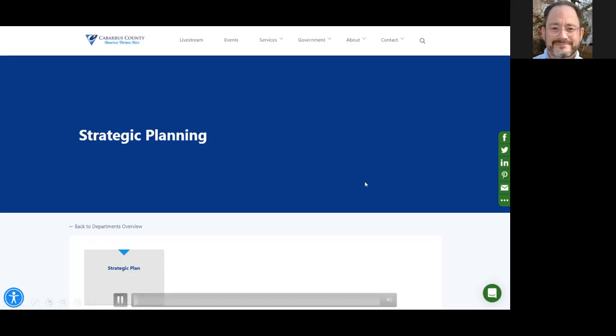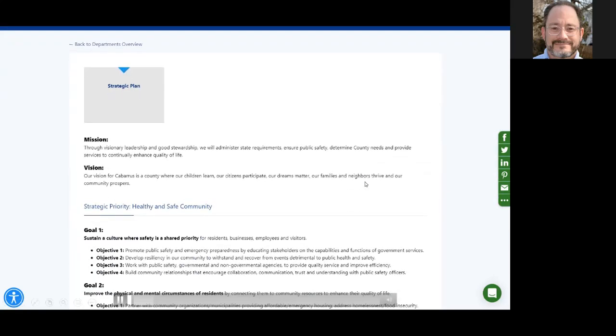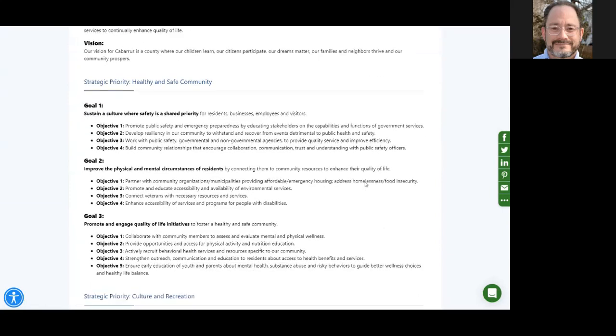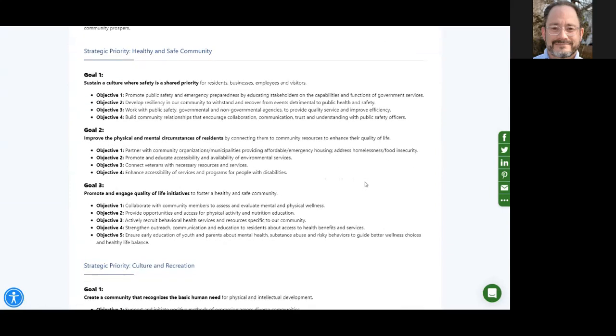First of all, they have a strategic plan. This is the strategic plan for the county. This isn't for the GIS department. It's available online. You can see the mission and the vision, and then they've got goals and objectives, et cetera. Most any government agency or most organizations will have a strategic plan. So you just need to get a hold of that and understand it, and then go to work from there.